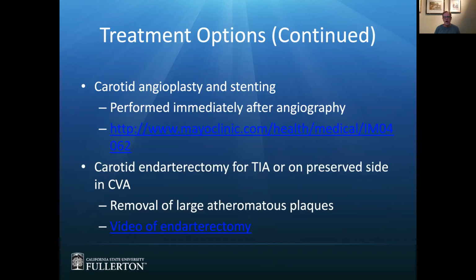So once it's been diagnosed, the cerebral carotid angioplasty and stenting. Angioplasty is passing a catheter up through the vessels and visualizing exactly where it is. They'll do it right after the angiogram, and then put a stent in, which is like a little collapsible piece of equipment that goes out against the vessel walls and makes them bigger. And the stent is left in.